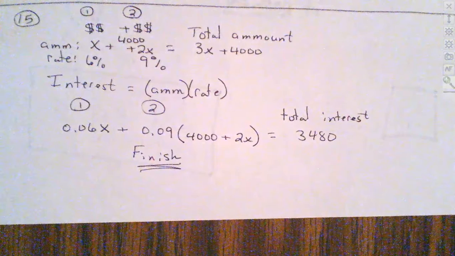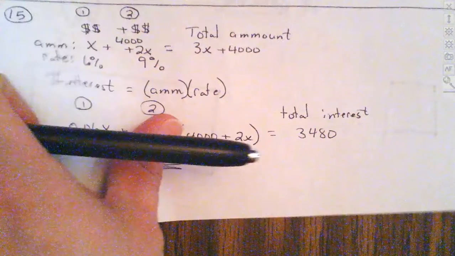So what we did was we looked at our amounts and our interest rates first. Then we used the interest that was provided in the question to build our equation. That was question 15. Now we'll look at question 16. Mixture problem.